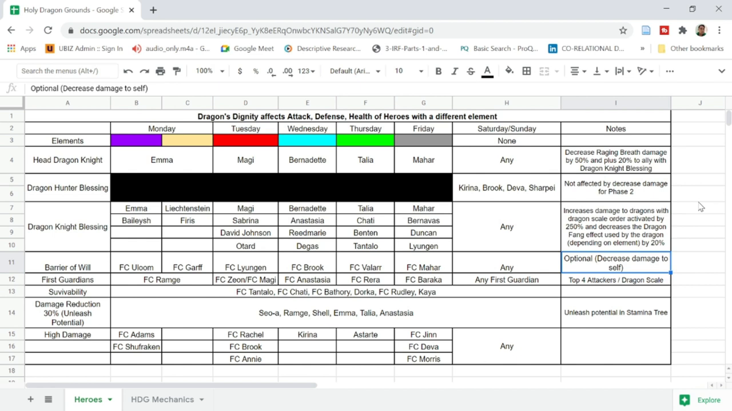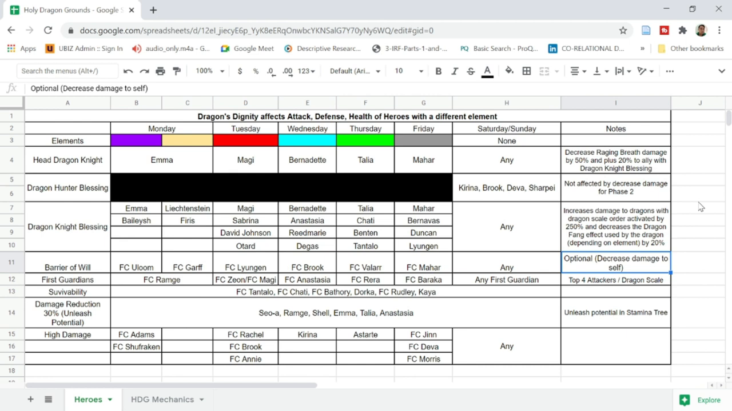Okay, so for Saturday, Sunday, you can choose any. And for Head Dragon Knight, again, it decreases Raging Breath damage by 50% and plus 20% to ally with Dragon Knight Blessing. So that is the buff that your Head Dragon Knight gives to himself or herself and to heroes with Dragon Knight's Blessing. Okay, we move on to your Dragon Hunter Blessing.